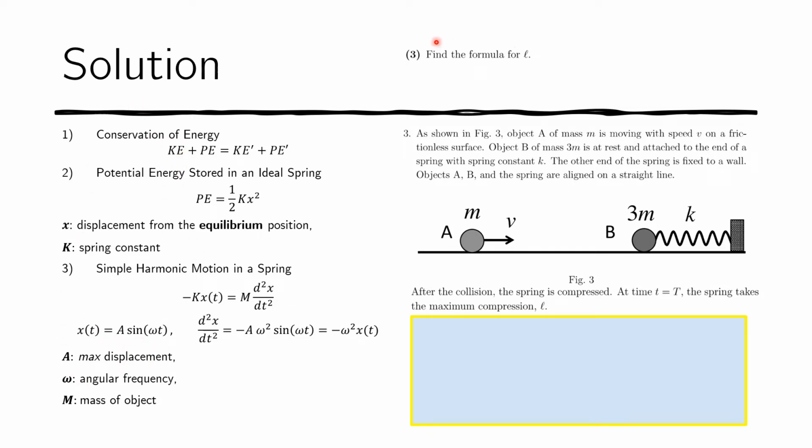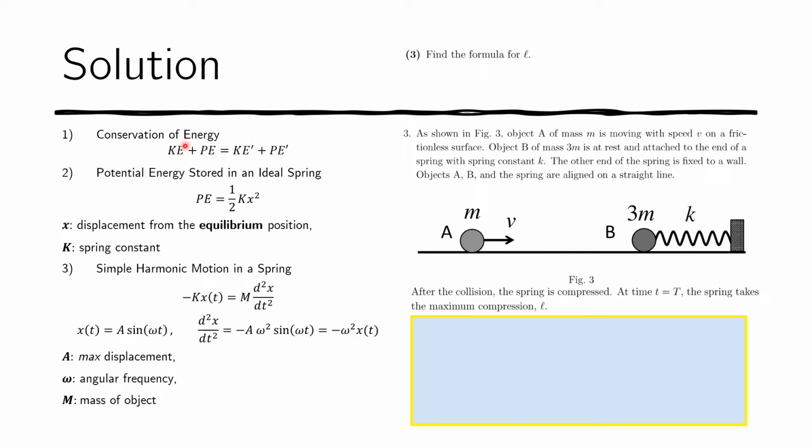And then for problem 3, we are asked for the formula for L, which is the maximum compression of the spring. Now, let's think about what happens at the maximum compression and what holds during that. So we know that, for example, the conservation of energy holds because the conservation of energy will hold at any point. And so even during maximum compression, this relationship holds.